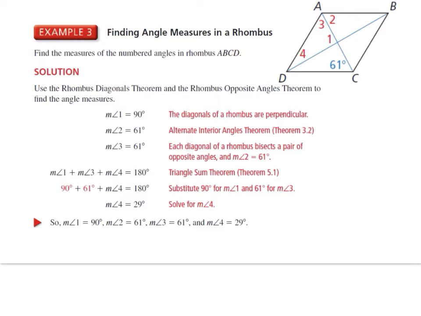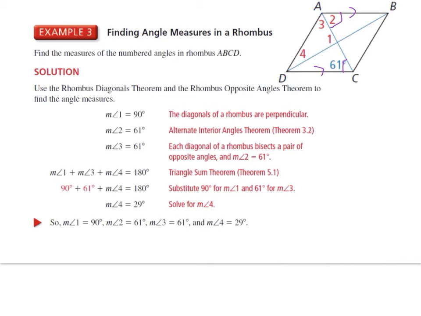All right, so just using your rhombus diagonals theorem and the rhombus opposite angles theorem, we can conclude that measure of angle 1 is 90 degrees because diagonals of a rhombus are perpendicular. Measure of angle 2 is 61 degrees because of alternate interior angles. Our alternate interior angles are a result of side AB and side DC being parallel. So you have angle 2 and the 61 degrees, both alternating. And then measure of angle 3 is going to be 61 because diagonals bisect angles.